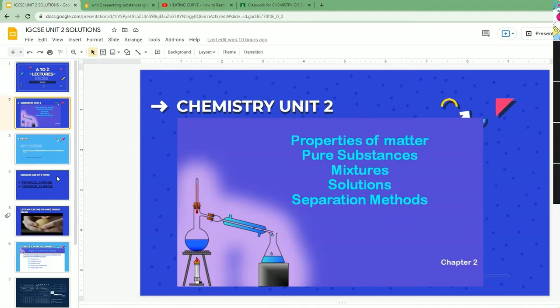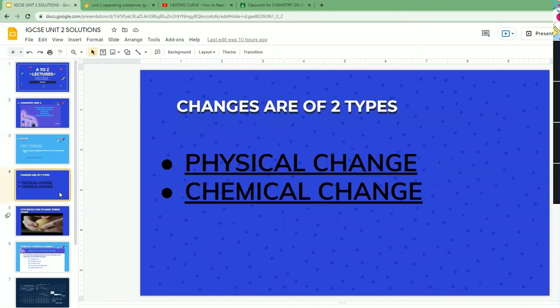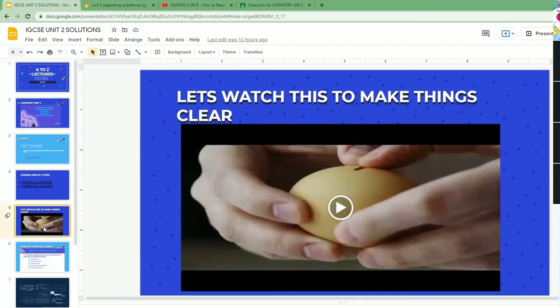Remember, from here the unit starts. Changes in the world are of 2 types. How many types? 2 types. Physical and chemical. Exactly, a physical change or a chemical change. What is a physical change and what is a chemical change? Let's watch the video and we are done with today's topic. Everyone is clear? Should I start?